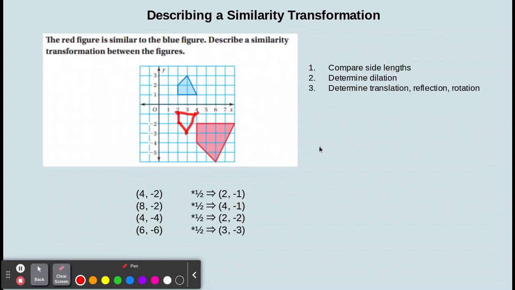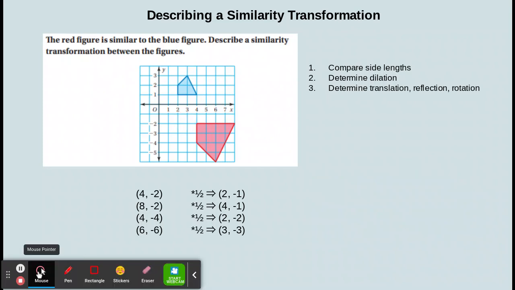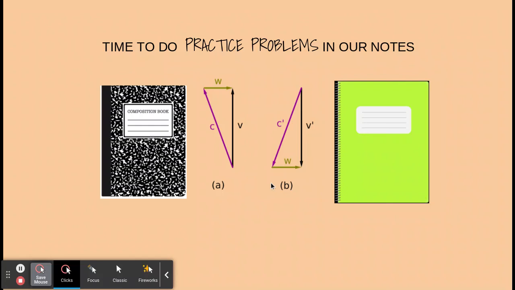So to describe this similarity transformation, 1, we have a dilation of 1/2. 2, we have a reflection in the x-axis. Okay. Now it is time for you to do one practice problem.